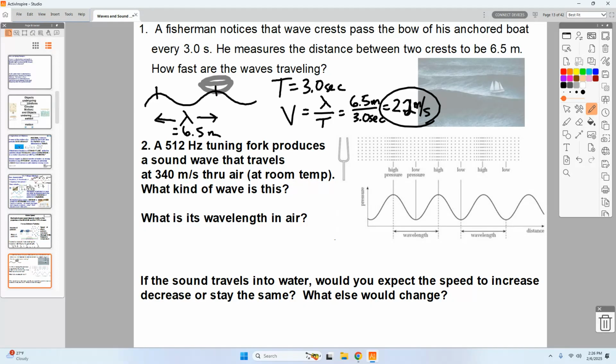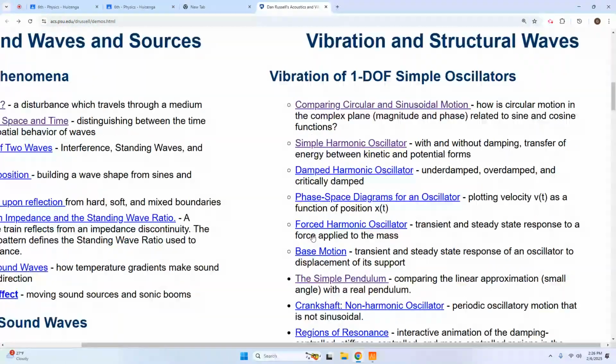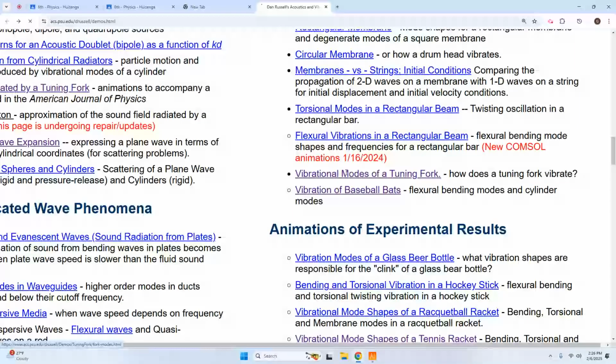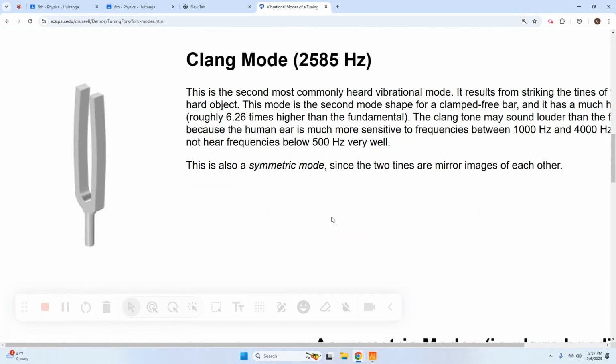Now, the other day I had a tuning fork out just to see if you could tell what the 256 hertz tuning fork was. There is a model that I can show you of that tuning fork. If I go back to this thing, I'm afraid that it's going to lock my computer up again. But here is a tuning fork that's vibrating. So let's see, vibrational modes of a tuning fork. This is normally how a tuning fork would vibrate. If I hit it lightly, it's going to vibrate in that mode. If I hit it too hard or hit it with a wooden object, I might get a clang mode. That clang mode looks like that.